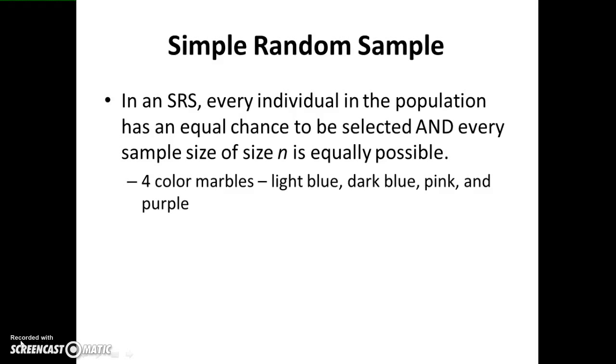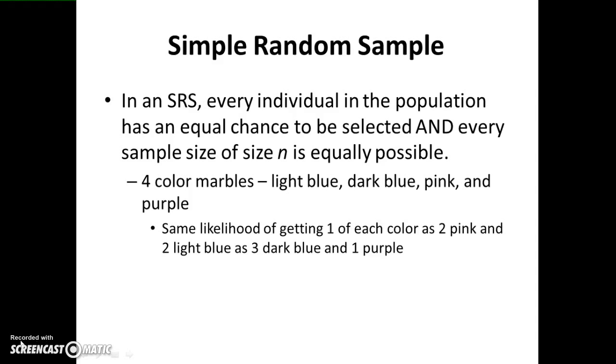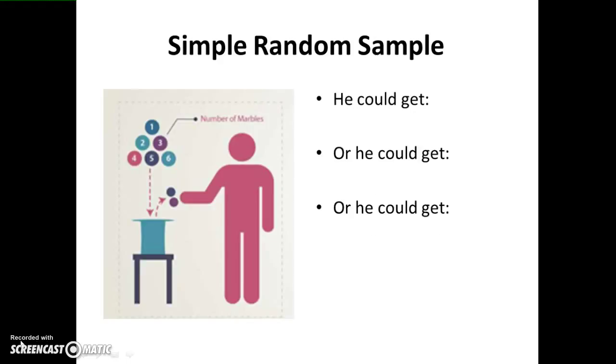So let's talk about this in the context of marbles. Let's say we have 4 colored marbles: light blue, dark blue, pink, and purple. What this means is that every marble has an equal chance of being selected, right? This is an idea we understand pretty well, but also we have the same likelihood of getting 1 marble of each color as we do of getting 2 pink and 2 light blue, as we do of getting 3 dark blue and 1 purple.